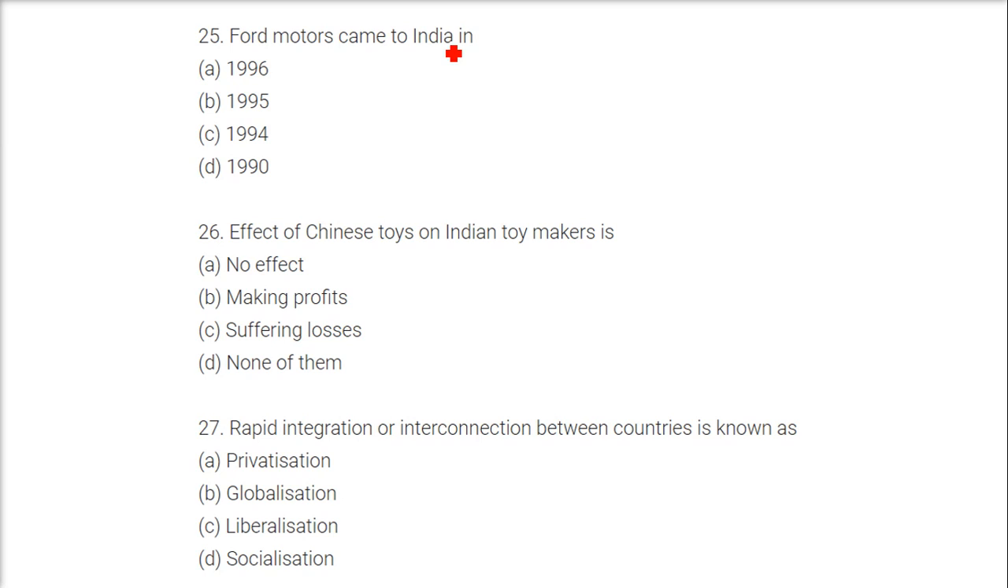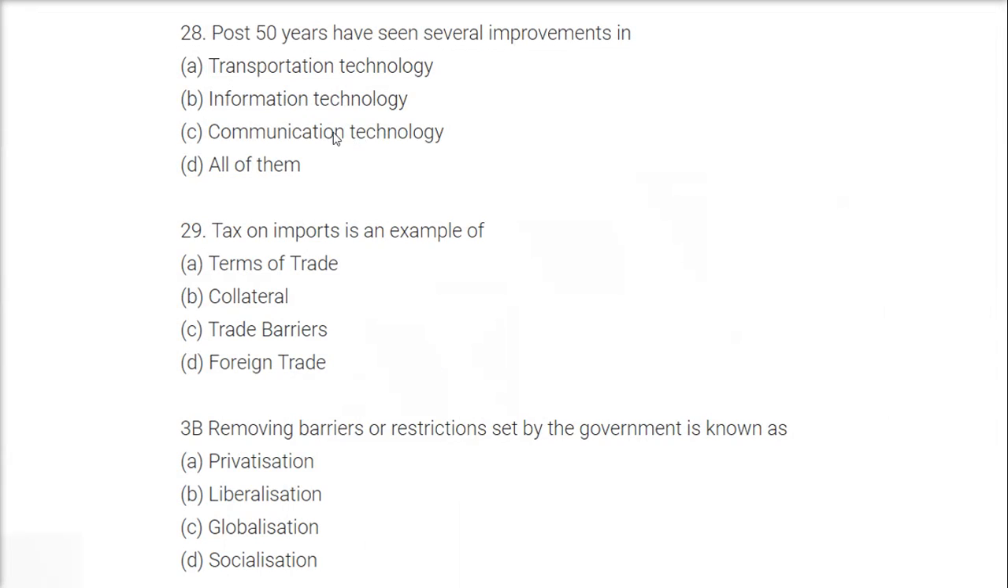Ford Motors came to India in which year did they come? It's 1995. B. Effect of Chinese toys on Indian toy makers is, they are suffering losses. Indian toy makers, they are suffering losses. Rapid integration or interconnection between countries is known as globalization.